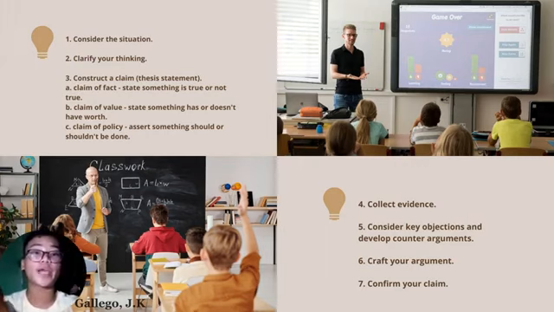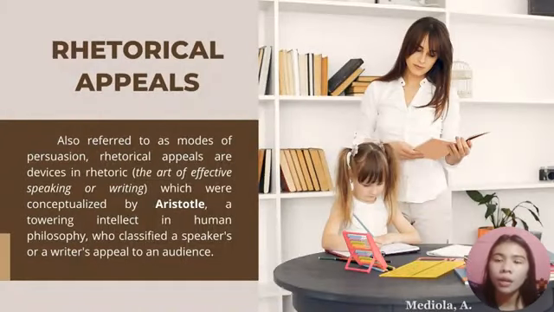So there are 7 ways to create more effective argumentation statements. First is consider your situation. Second, clarify your thinking. Third, construct a claim or thesis statement. Fourth is to collect evidences. Fifth is consider key objections and develop counter arguments. Sixth, craft your arguments. And lastly, to confirm your claim. Let's now learn the rhetorical appeal. A rhetorical appeal is a formal way of talking about how to use different methods to persuade someone.